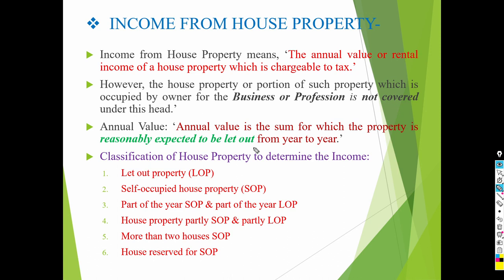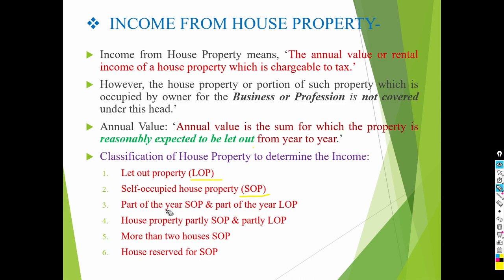House property may be any one type of these given 6 categories. First one is let out house property, denoted as LOP. Second category is self-occupied house property, denoted as SOP. SOP is when the house property is occupied by the owner himself for his own residence, and in case of let out house property, it is let out for residential or commercial purpose.